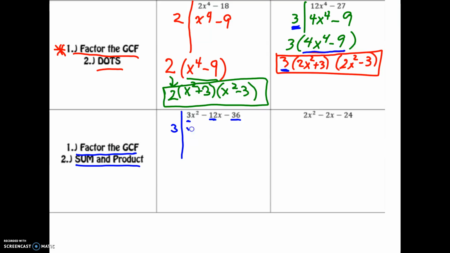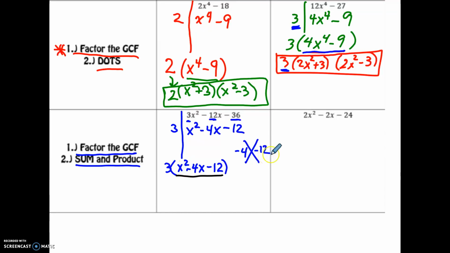When I do that, I get x squared minus 4x minus 12. So now if I look here, I need to think about two numbers that are going to multiply to negative 12 and add to negative 4. The reason I have to do that is because technically now I have 3 times x squared minus 4x minus 12. And I need to see if I can factor this trinomial further.